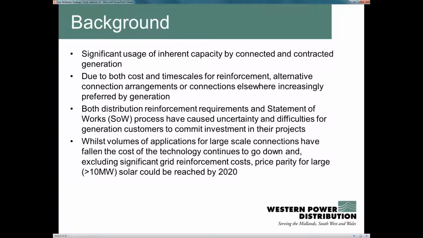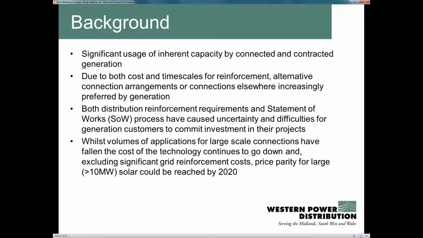So we've seen a lot of the inherent capacity already on our network taken up by the connected and contracted generation. And because in some areas we've reached the limit of what the network is able to accommodate, some new generation coming onto the network is being hit by large costs and timescales for that kind of reinforcement. So the East Midlands is one area where we have progressed our alternative connection arrangements to try and allow customers to get connected quickly and more economically onto the network.